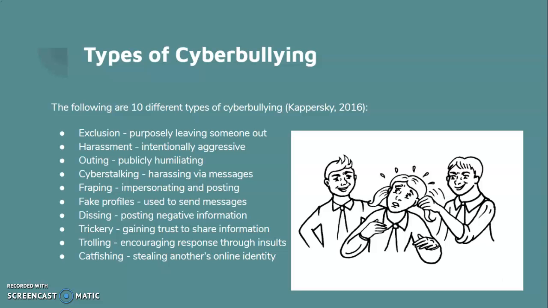Scraping. This is impersonating a person and then posting stories or comments as that person. Fake profiles. This is when fake profiles are created to send anonymous messages. Dissing. This would be posting of negative information about a particular student. Trickery. This is gaining trust from a student in order to share the information that person discloses to you. Trolling. This is encouraging response through insults. So it would be continuously nagging at a person or insulting them in hopes that eventually they will respond. And then catfishing. This is stealing another person's identity and using that identity to cyberbully others.